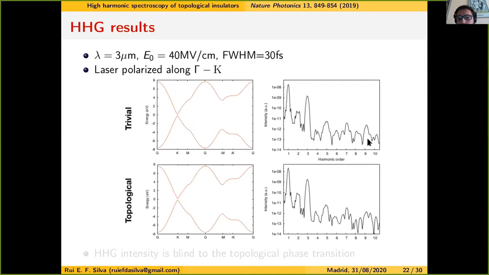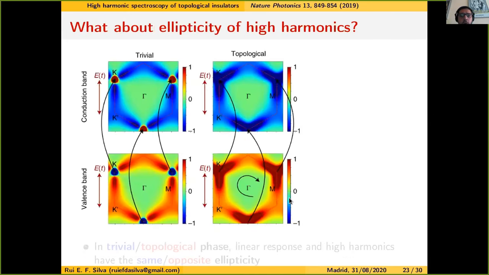And when you see the high harmonic generation spectra of the trivial and the topological, they are mostly the same. So high harmonic generation intensity is almost blind to the topological phase transition. So can we do anything else with high harmonic generation? The thing is that we can look at the ellipticity of the high harmonics.